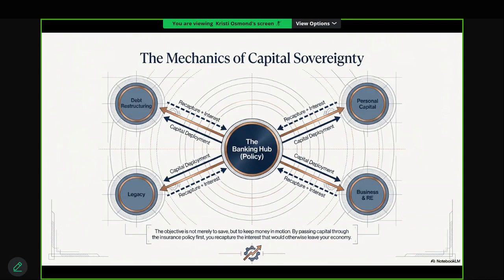payments in retirement. Okay, and you guys, here's the deal. The insurance company, when you take out a loan, they don't care if you pay it back or not.